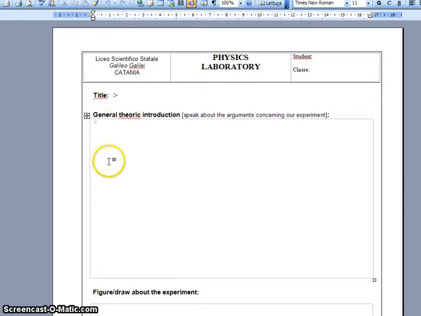So you have to write something about mechanical energy, potential energy, and kinetic energy. You can write the formulas. You can write what you mean when you speak about mechanical energy. We know that mechanical energy is the sum, the addition, of potential energy and kinetic energy at the same time. Okay.